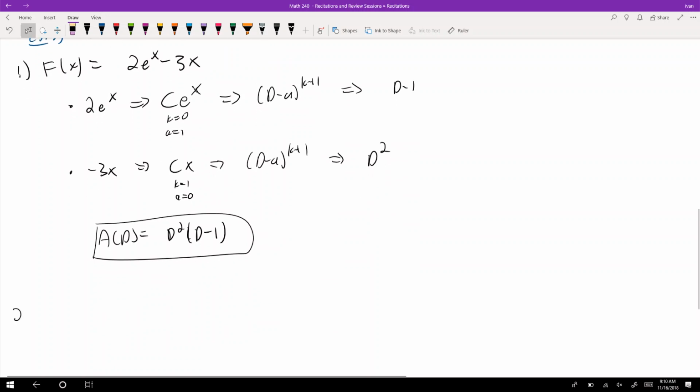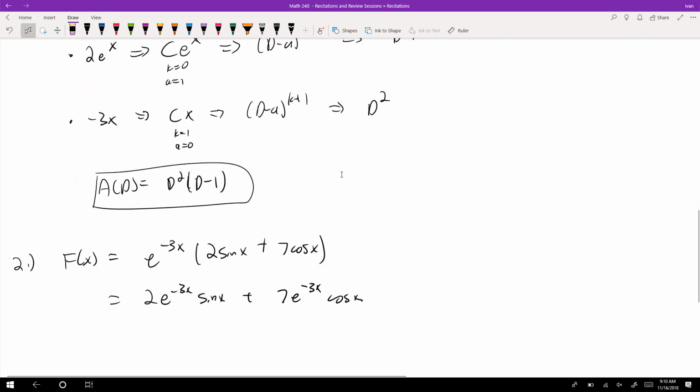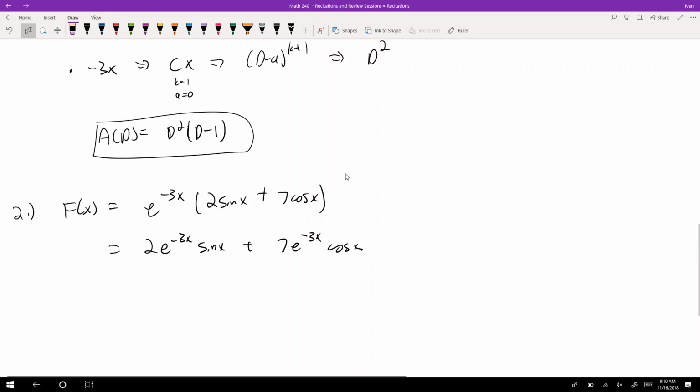Okay. Number 2. Okay, so we'll do f of x is equal to e to the negative 3x times 2 sine x plus 7 cosine x. All right, so FOIL this out: 2e to the negative 3x sine x plus 7e to the negative 3x cosine x, right? So we have a sum again, and you'll want to take this term-wise.